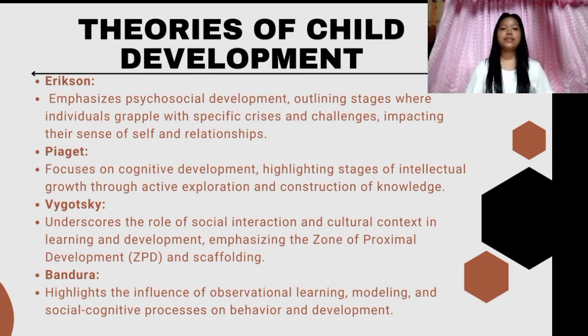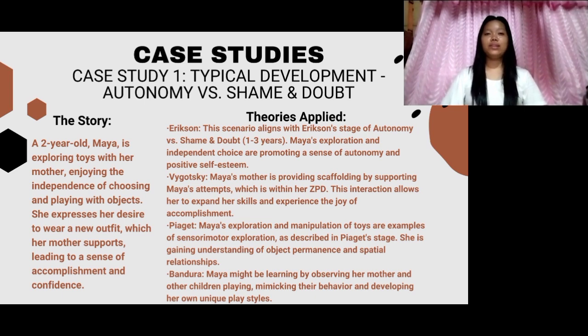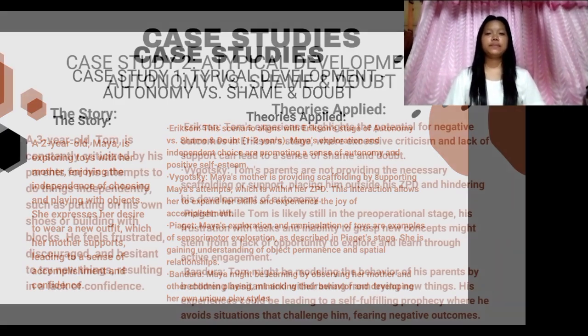Let's apply these theories with two quick examples. Case study number one, typical development. Maya, age 2, enjoys picking out clothes and playing with toys. Her mom encourages her choices.